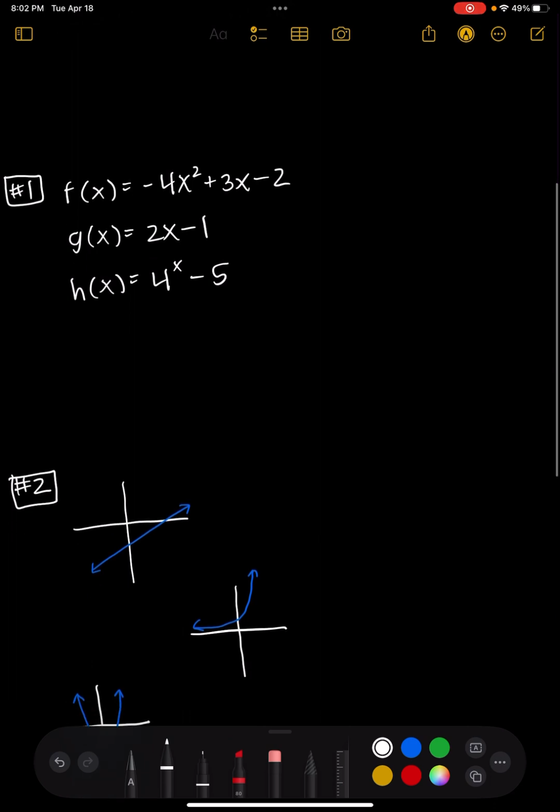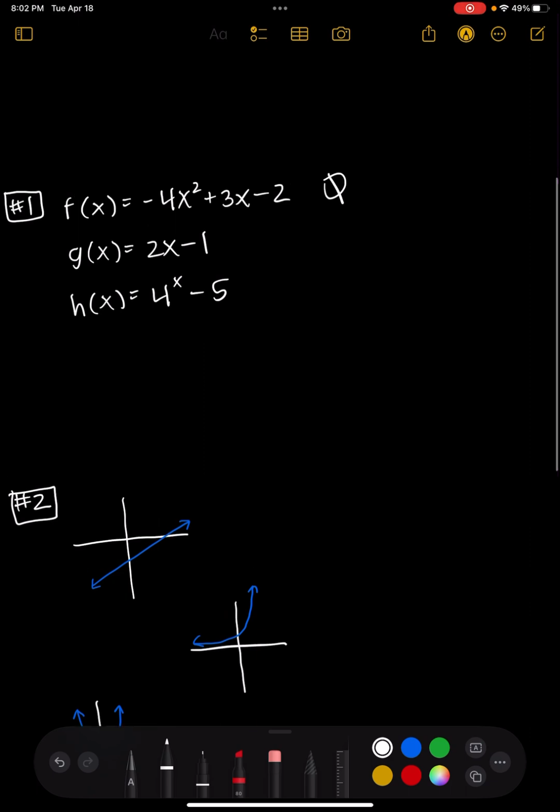For the first example, we have three different equations. f(x) is equal to negative 4x squared plus 3x minus 2. g(x) is equal to 2x minus 1. And h(x) is equal to 4 to the power of x minus 5. We have to decide whether these equations are linear, quadratic, or exponential. When I look at these, I'm going to decide based on what the exponents look like. On that first equation, the highest exponent is a 2, and that should automatically signify that this is a quadratic equation. So I'm going to put a Q right next to it.